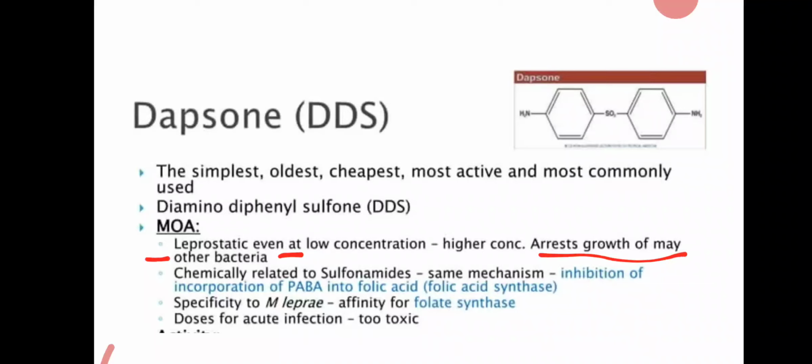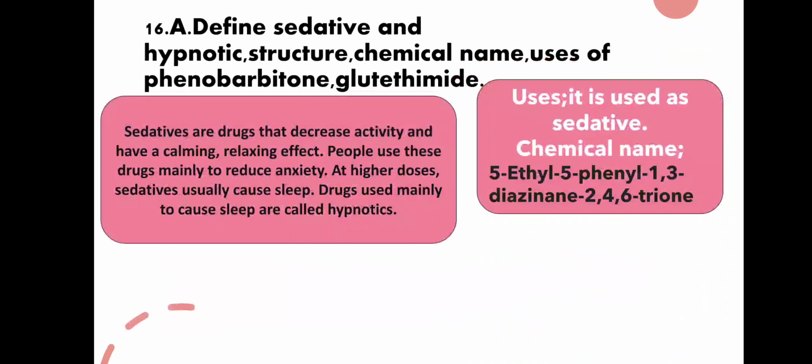Chemically related to the sulfonamides, the mechanism is they inhibit the incorporation of PABA into folic acid, with specificity to Mycobacterium leprae. Then affinity for folate synthesis. Doses for acute infection are toxic. Just remember the mechanism of action: they will kill the bacteria, or they will stop the growth of the bacteria. Remember this.